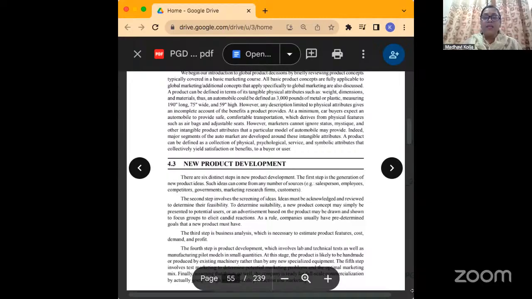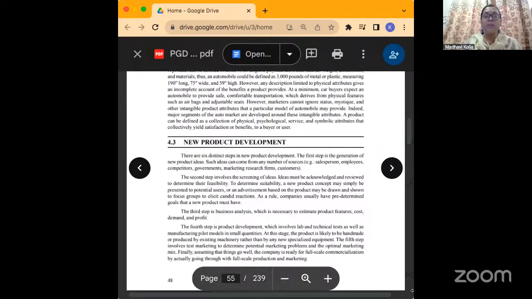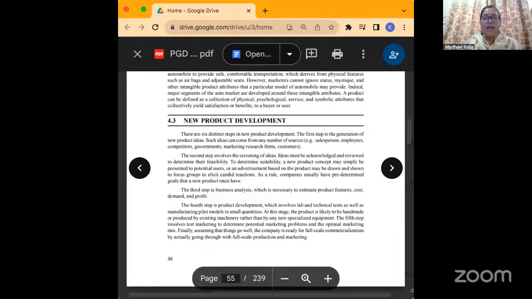A number of ideas are generated, not just internally, from the employees or management, but also from other stakeholders. It could be the competitors, the government, marketing research firms, or customers themselves who give feedback on a particular product. The second step involves the screening of ideas. When we are talking about ideas, we need to review them to determine their feasibility. So, what is the feasibility of a product?